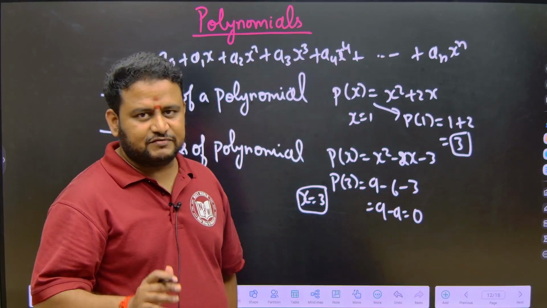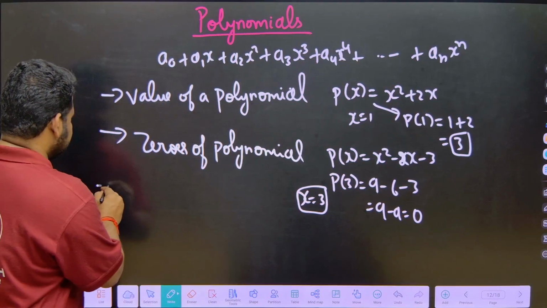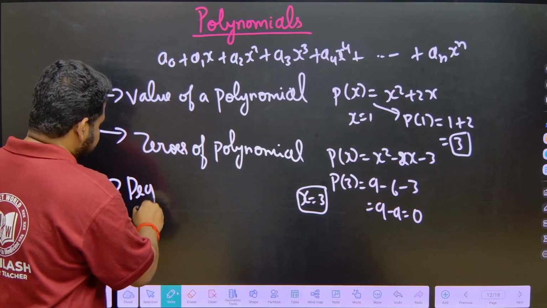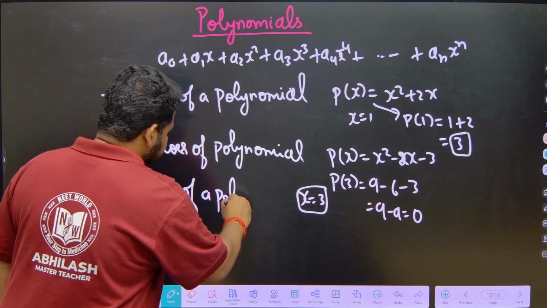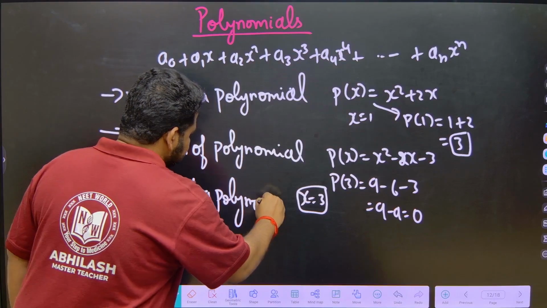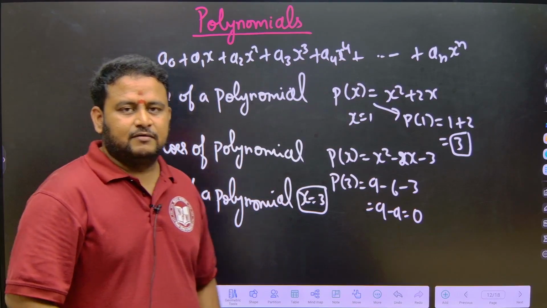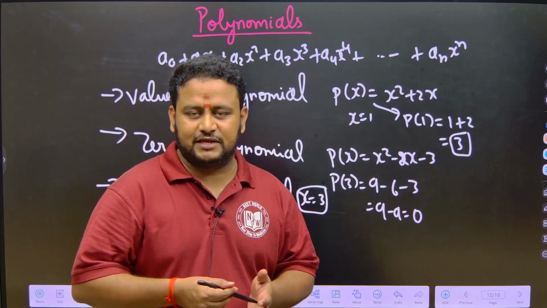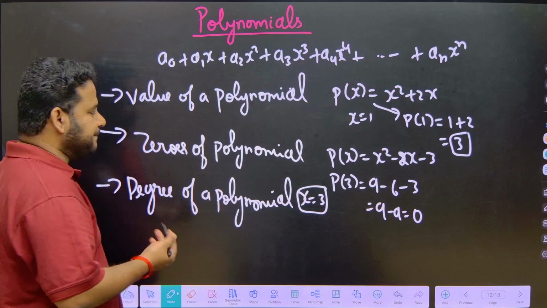Then we learnt something very important, that is degree of a polynomial. Degree of a polynomial is nothing but the value of the highest power of the variable. The value of the highest power of the variable is called the degree of the polynomial.